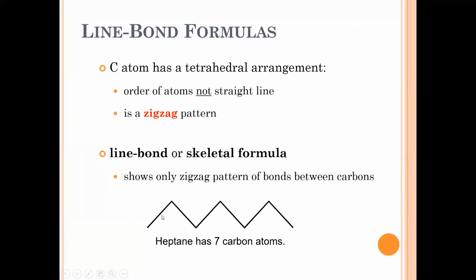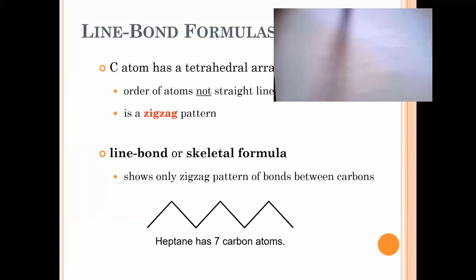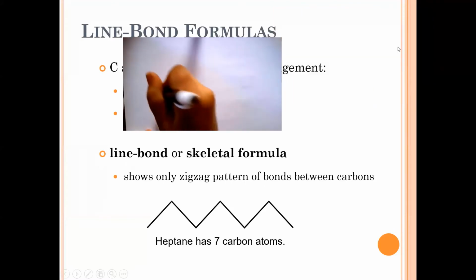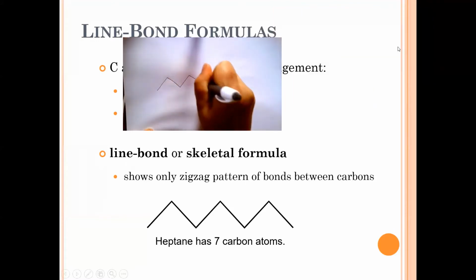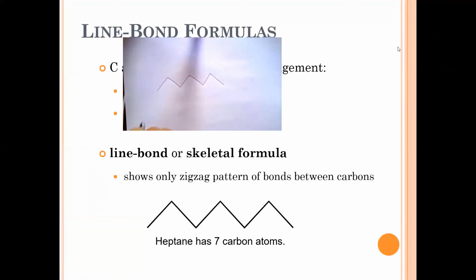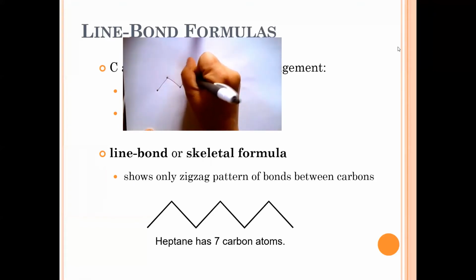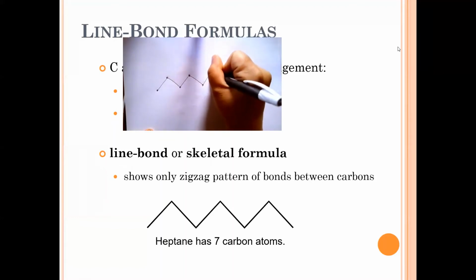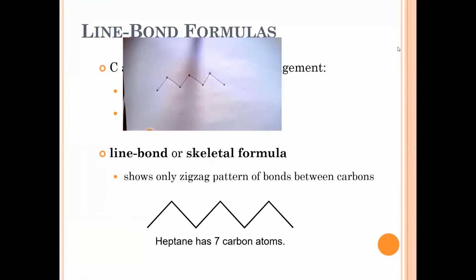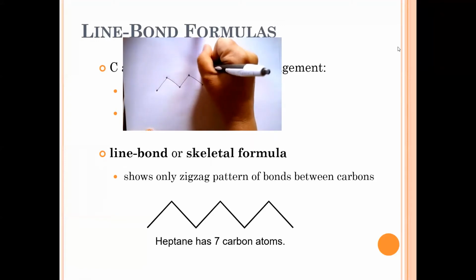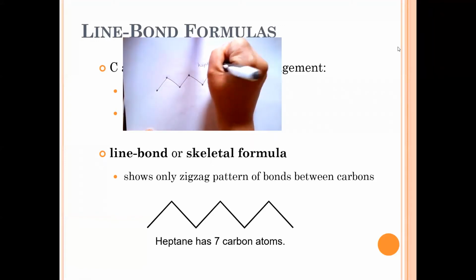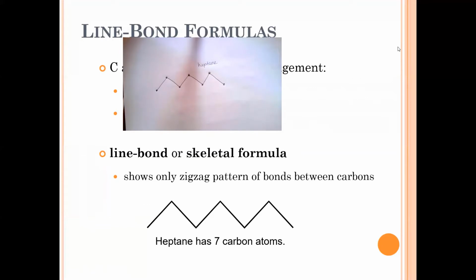So if we're looking at this one here and we're counting it, I'm going to recreate it up here as we go. If we're looking at the one on the bottom, we're just going to count through. Technically, this is a carbon, so 1, 2, 3, 4, 5, 6, 7. There are 7 carbons in this. This means this would be heptane. That's the skeletal formula, a zigzag pattern.